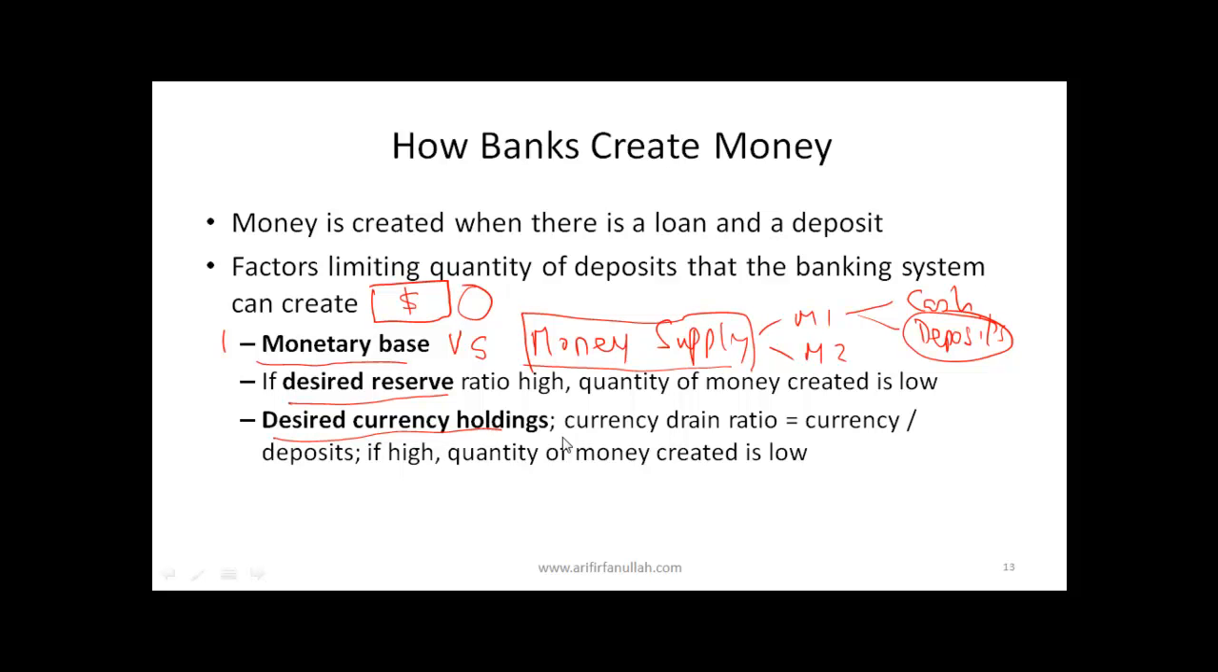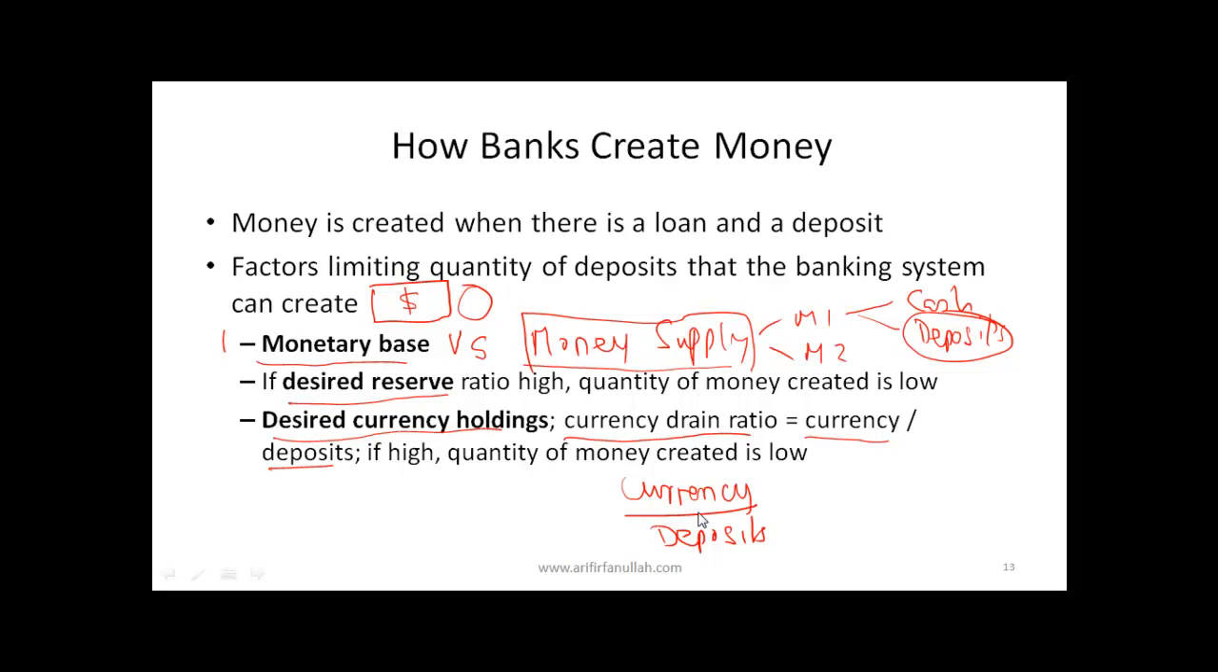Okay. There is a specific term that I will tell you, and then we will continue this thought after the break. The specific term that you need to know is the currency drain ratio. The currency drain ratio is currency divided by deposits. So the point is that if the amount of currency that you keep, so I'll just say currency divided by, no, this is a different term. This is your desired currency holding. So this is a different term. Just understand the philosophy of the logic here.